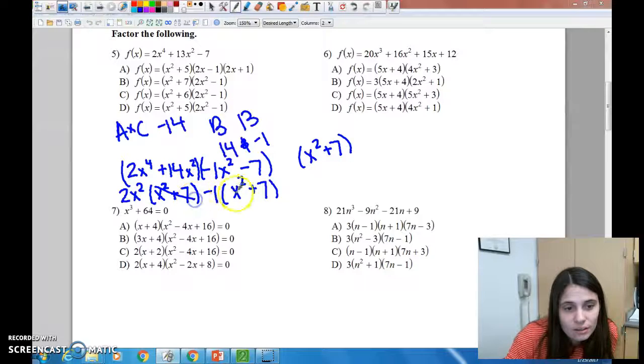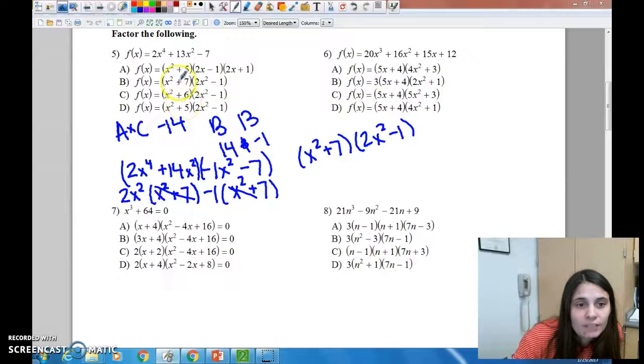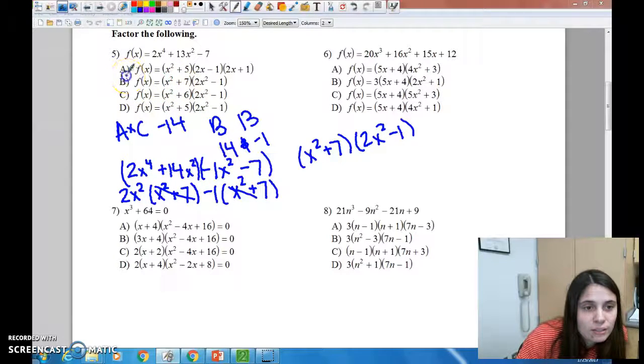And then if I take those out, I'm left with 2x squared minus 1. So if I look at my different options over here, I have x squared plus 7 and 2x squared minus 1 is B.